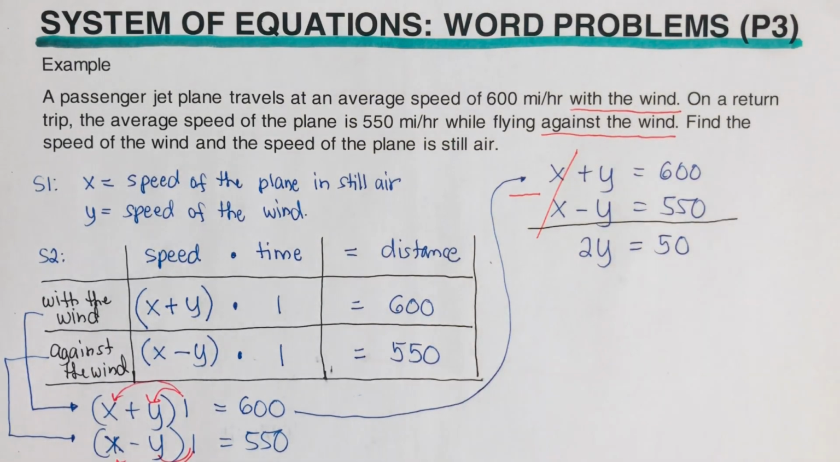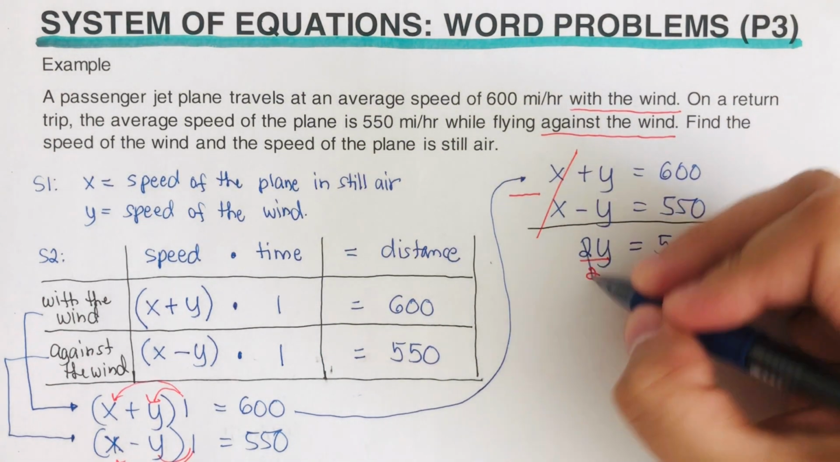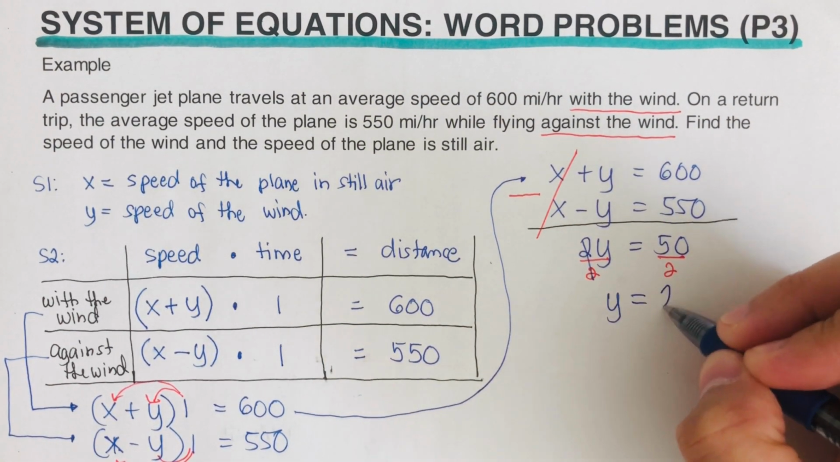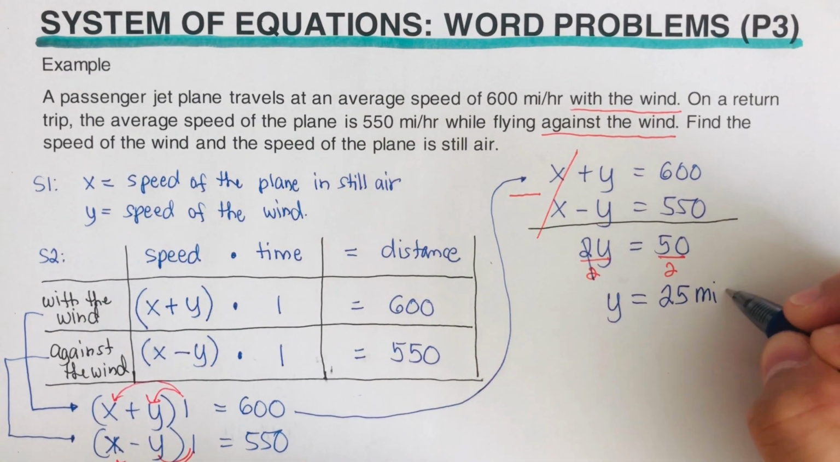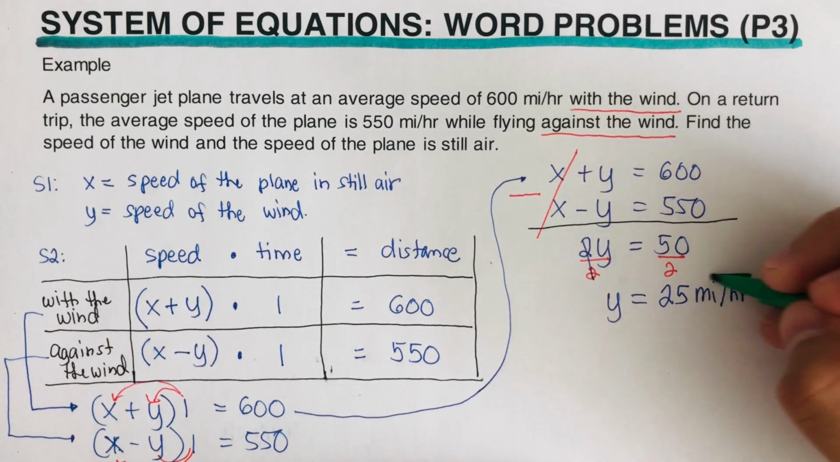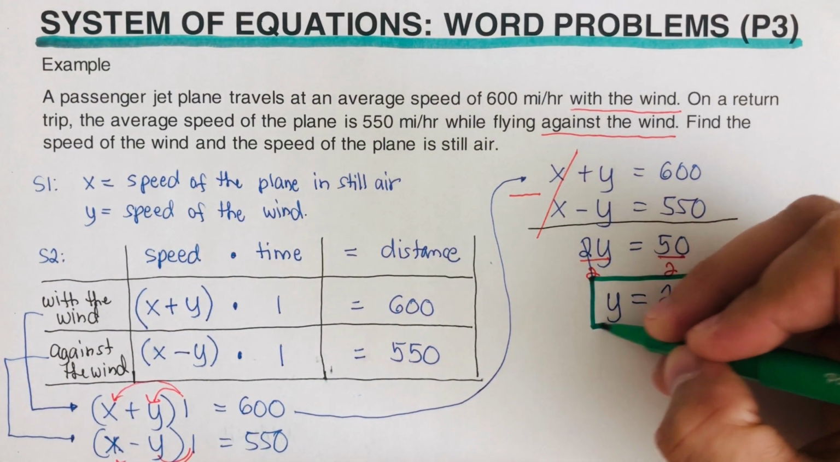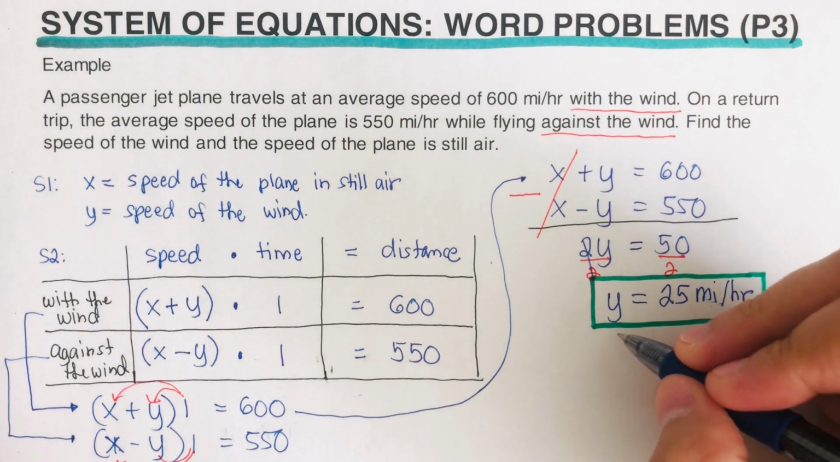So then we go ahead and divide both sides by 2 so that we can solve for y. So we are left with y is equal to 25. And the unit that we have here would be miles per hour. And this is the speed of the wind, since this is our y. So I'm just going to label this as the speed of the wind.